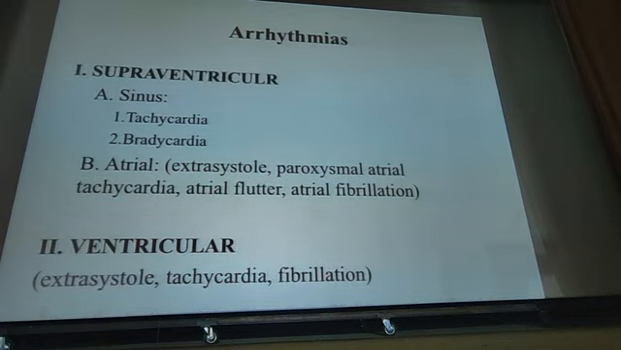Thyrotoxicosis, hyperthyroidism, all cause tachycardia, as does fever. With every 1 degree centigrade of temperature rise, there could be a 12 to 18 beats per minute increase in the heart rate. So sinus tachycardia, fever. So, tachycardia or bradycardia, sinus.